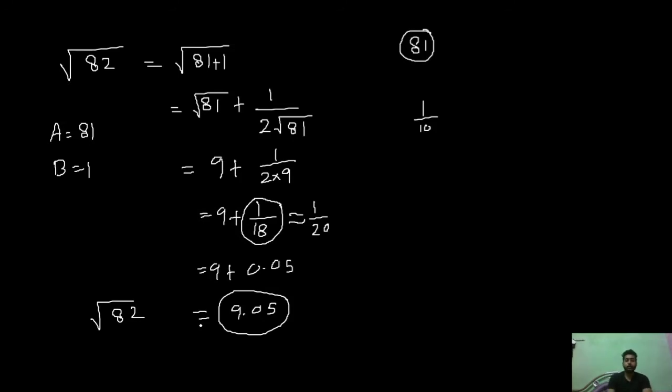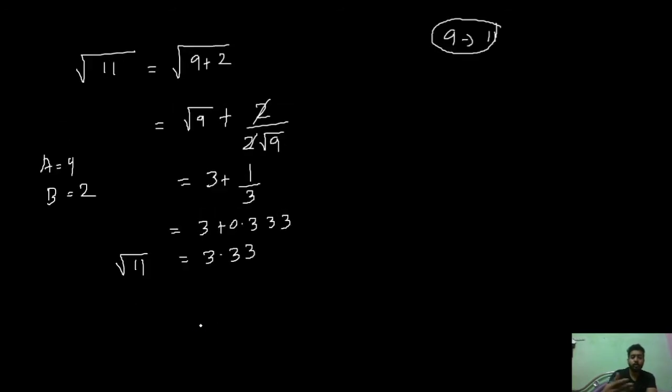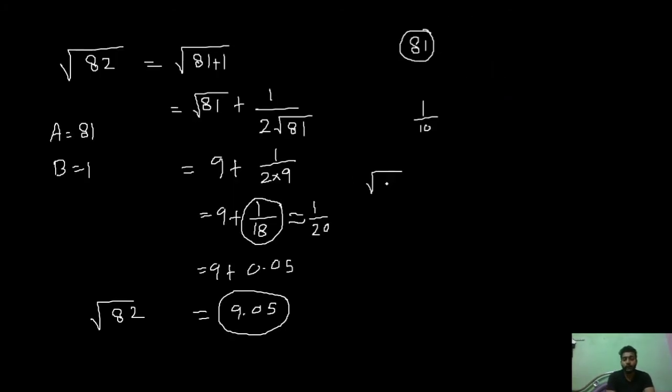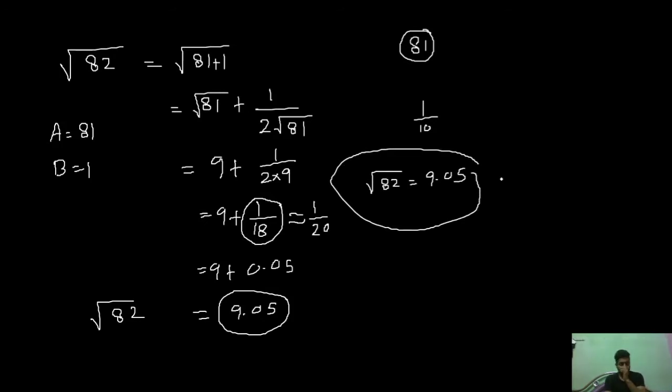So this is the way to find those type of square root. Again, we can approximate the answer. Here also we have to find the answer by approximation method. This answer, root over 11 equals to 3.33, is an approximation answer. Here also root over of 82 equals to 9.05 is an approximation answer. So this is the way we can find the square root of any type of number which is not a perfect square.